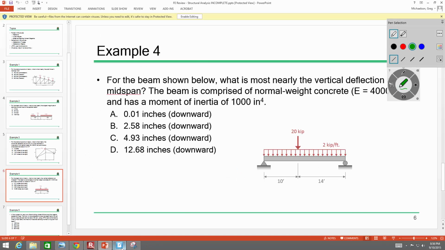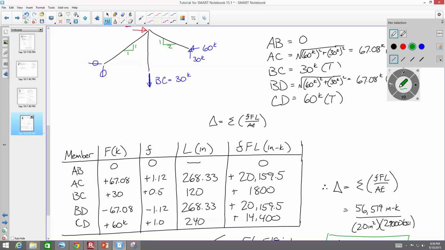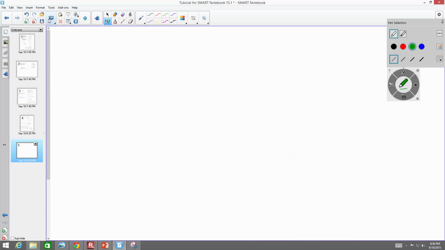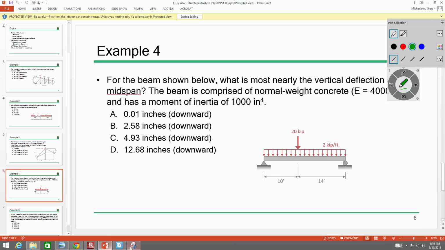Okay. All right, new page. Where's the new? Oh, there it is. Okay. A little screen clipping trick.